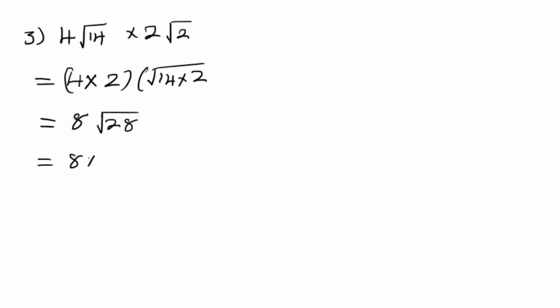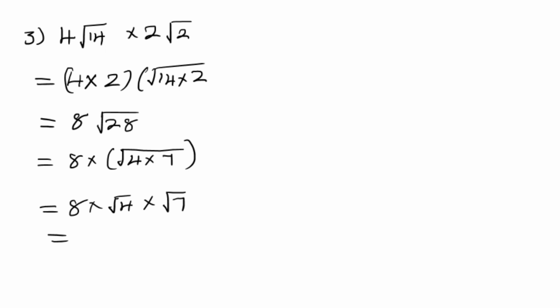So this will be 8 times, in bracket, the square root of 4 times 7. Okay, 4 times 7 will give us 28, and this will be 8 times the square root of 4 times the square root of 7. And moving on, we should be having 8 times 2 times the root of 7. 8 times 2 will give us 16, so we will be having 16 root 7. This is the solution for this.